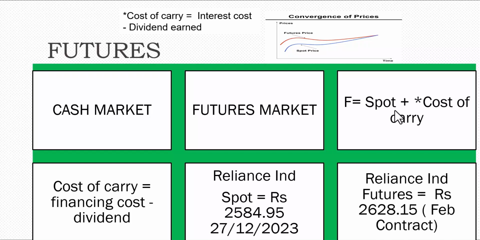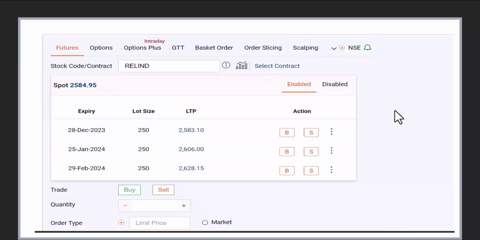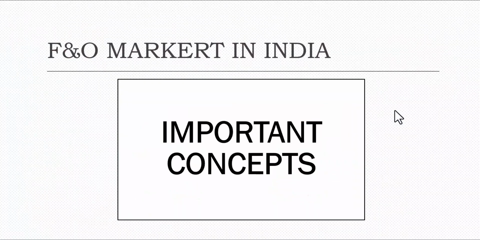Just think that on the day of delivery, there is no cost of carry. The cost of carry has to be zero, isn't it? Because there is no interest cost involved, there are no godown charges involved when you're taking actual delivery. Is that okay? So the logic comes from there. Okay, now let's move on to the next one.